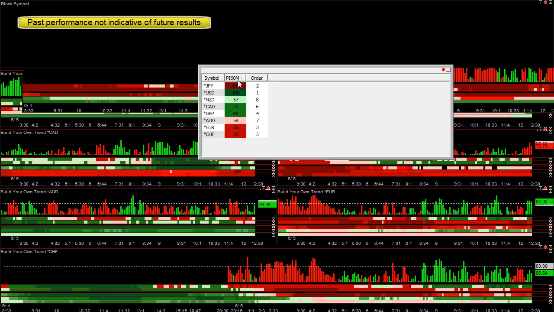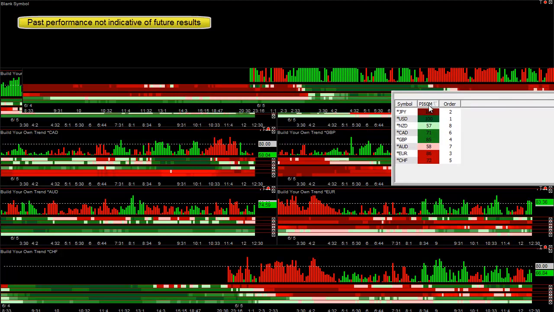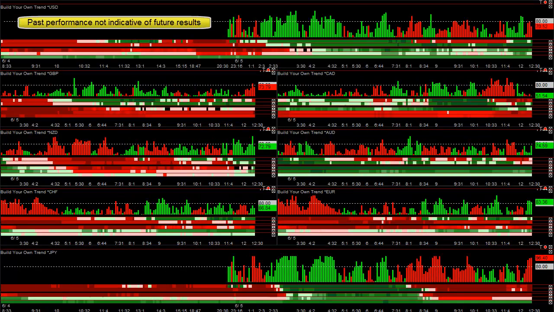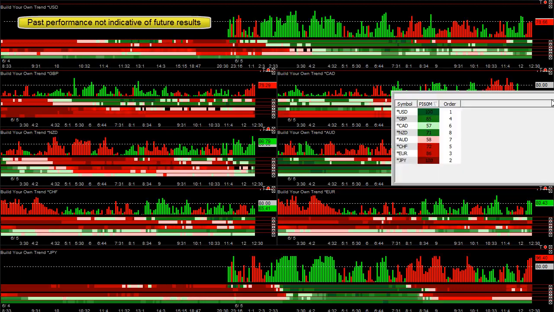Now you can simply right-click and sort these from strongest to weakest, and you're going to get the dollar is strongest, then the pound, then the CAD. So you don't want to buy or sell the dollar-pound, or buy or sell the dollar-CAD. You want to buy the dollar versus the weakest one, the yen or the euro.